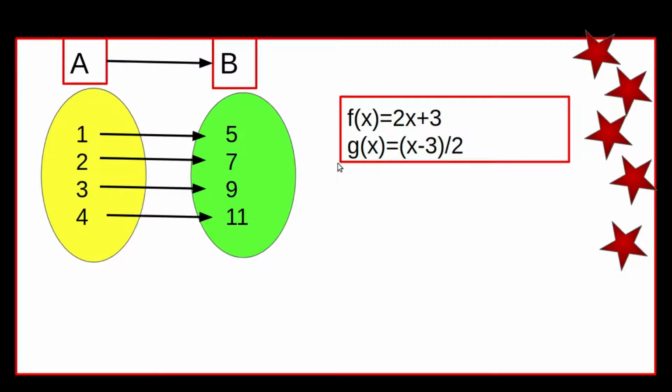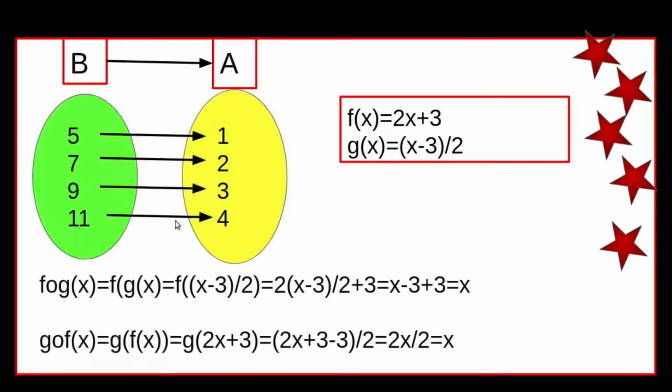The inverse of f is a function g from B to A which maps this element y of B to an element x of A: 5 to 1, 7 to 2, 9 to 3, 11 to 4. This is the inverse of f. Here g of x is (x minus 3) by 2. 5 minus 3 is 2, 2 by 2 is 1. 7 minus 3 is 4, 4 by 2 is 2, etc.